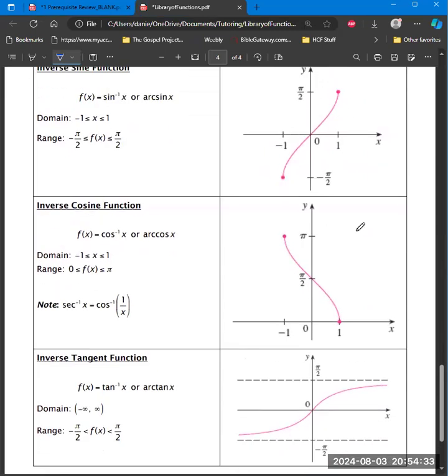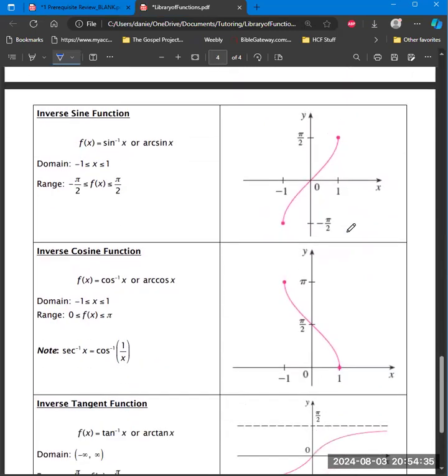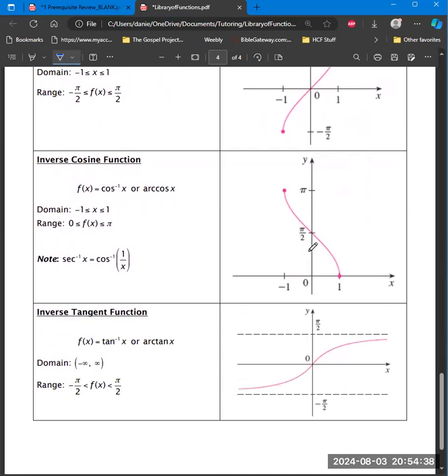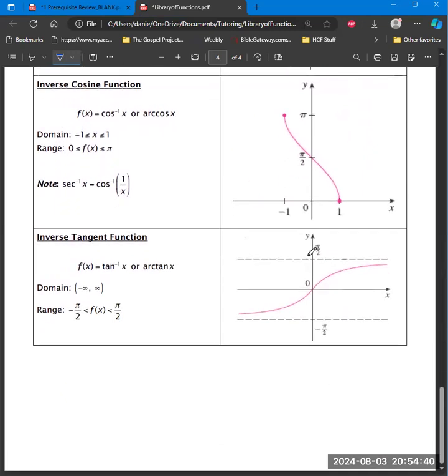So the inverse sine function looks like this. The inverse cosine function looks like this. I already showed you what the inverse tangent function looks like.